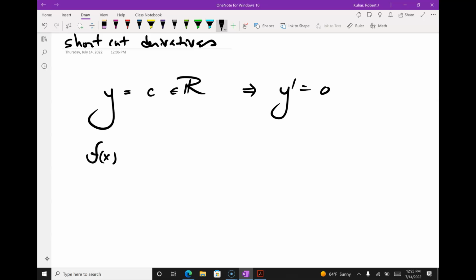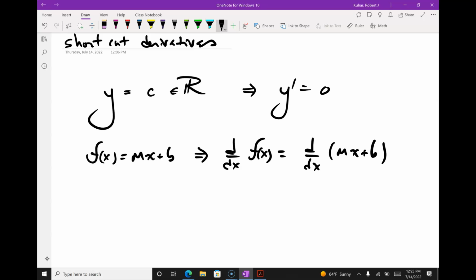If f of x equals mx plus b, and I take the derivative of f of x, which should be equal to the derivative of mx plus b, on the left, here in green, what do I get? F prime. And on the right, I get m. The derivative of mx is simply m. The derivative of b is 0.